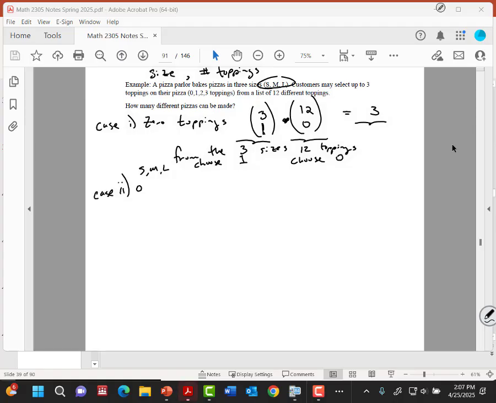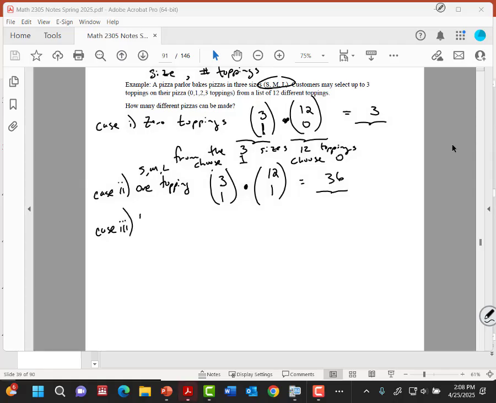In case 2, let's say that I select 1 topping. And hopefully we'll see a pattern emerge. If I select 1 topping, we'll first select the size. From the 3 sizes, choose 1, times from the 12 toppings, choose 1. I'm only putting 1 topping on this pizza. And if I go 3 combination 1 and multiply that by 12 combination 1, we get 36. So there are 36 different potential pizzas that could be made with 1 topping. Case 3.